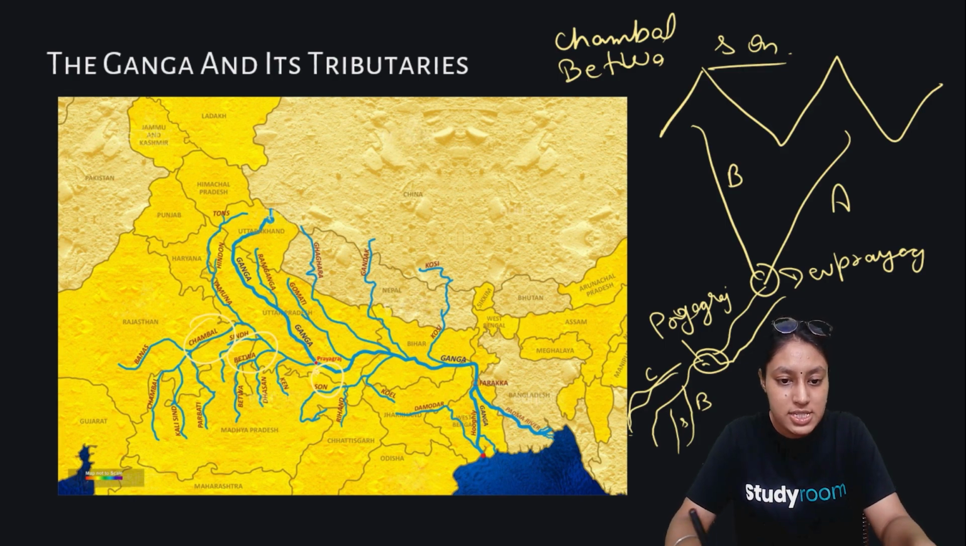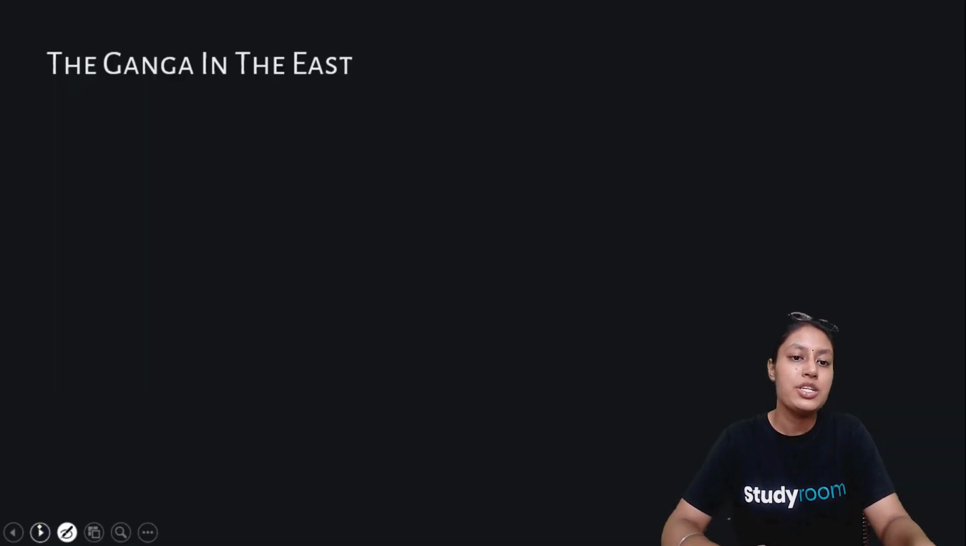Okay, so this is the flow, this is Son, this is Betwa, and this is Chambal. Okay, and this is the major river system of Ganga. So these are Ganga and its tributaries.